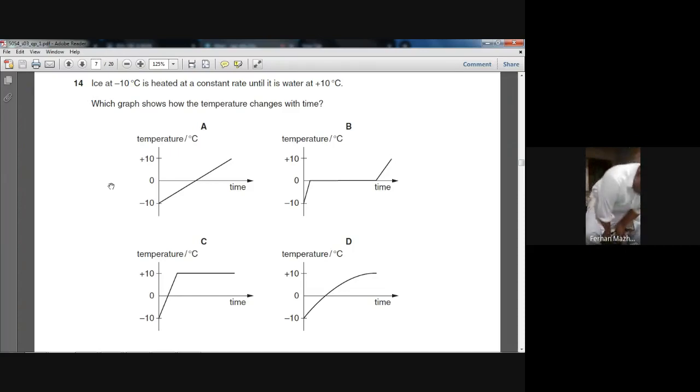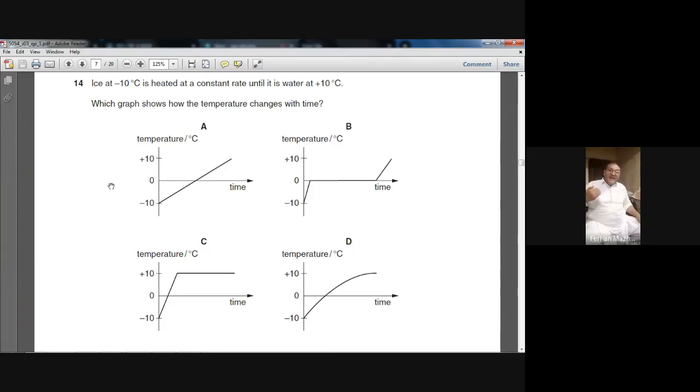Okay, so the temperature of the ice is minus 10. So the temperature will rise, and when the temperature reaches 0 degrees centigrade, the ice will start melting. And when the ice is melting, the temperature will not change. So this temperature-time graph for some time should become horizontal.